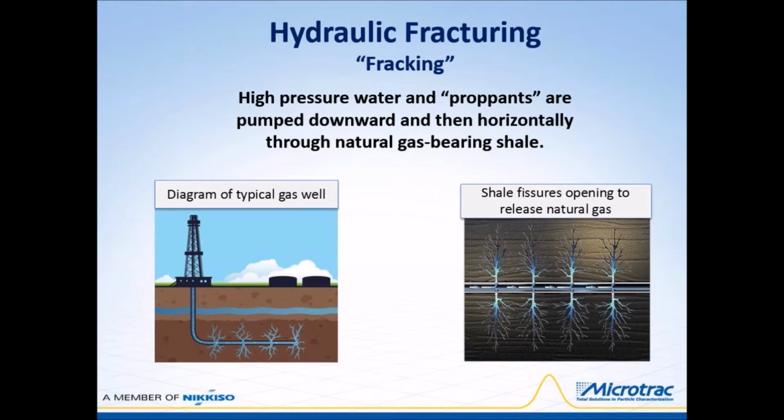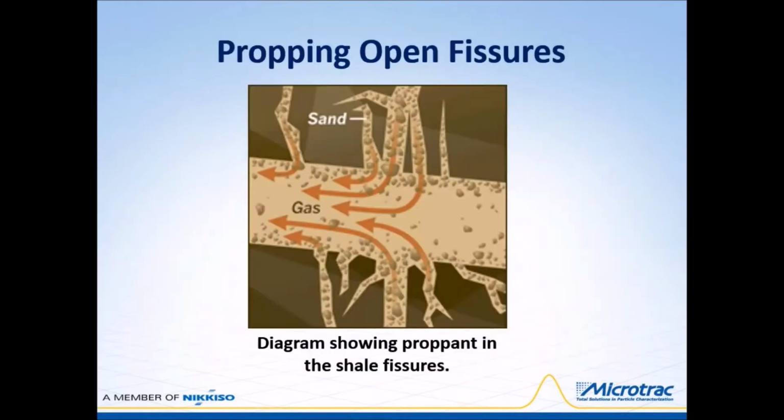Proppants are small sand, or more rarely ceramic particles, which keep the fissures propped open for smooth flow back to the surface. Here a typical gas well is diagrammed on the left, and a closer view of the fissures being opened from the main shaft through the shale is shown on the right. And here's a diagram showing the proppant in the shale fissures, keeping them propped open for good flow back to the well surface.